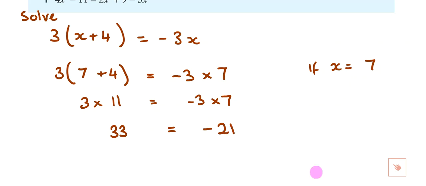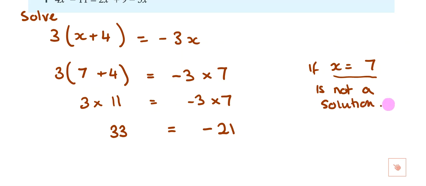Can you see any issues with that? It's not true. Absolutely not true. Good, that's all I want. It's not true. Therefore, x equals 7 is not a solution.